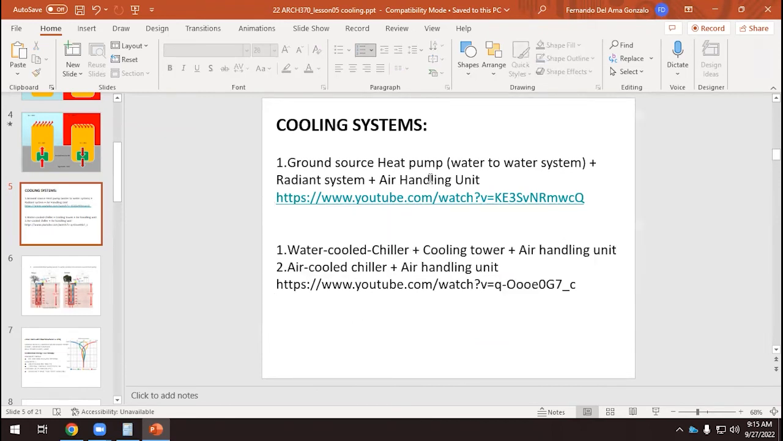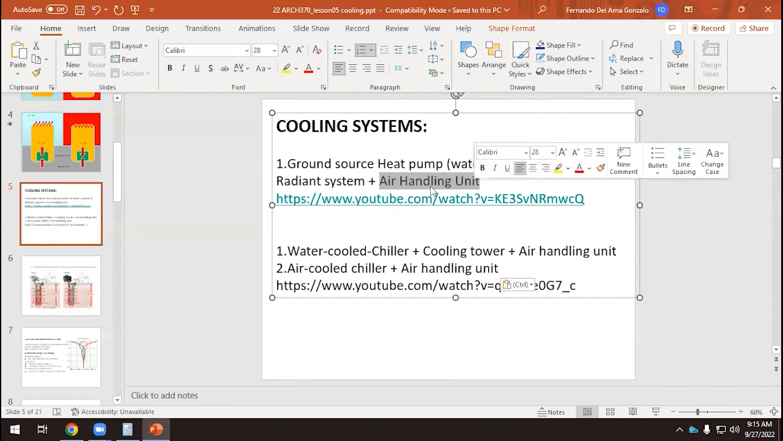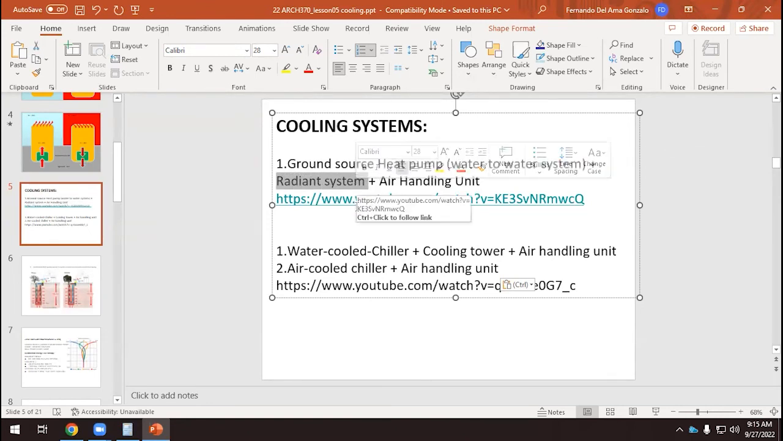And then the other system is a ground source heat pump with the air handling unit as well. And we can work the radiant system, because if we are working with a radiant floor in summer, if somehow we connect the radiant floor to cold water, we can have a source of cool in the same room. We are working with the radiant floor in winter for heating.